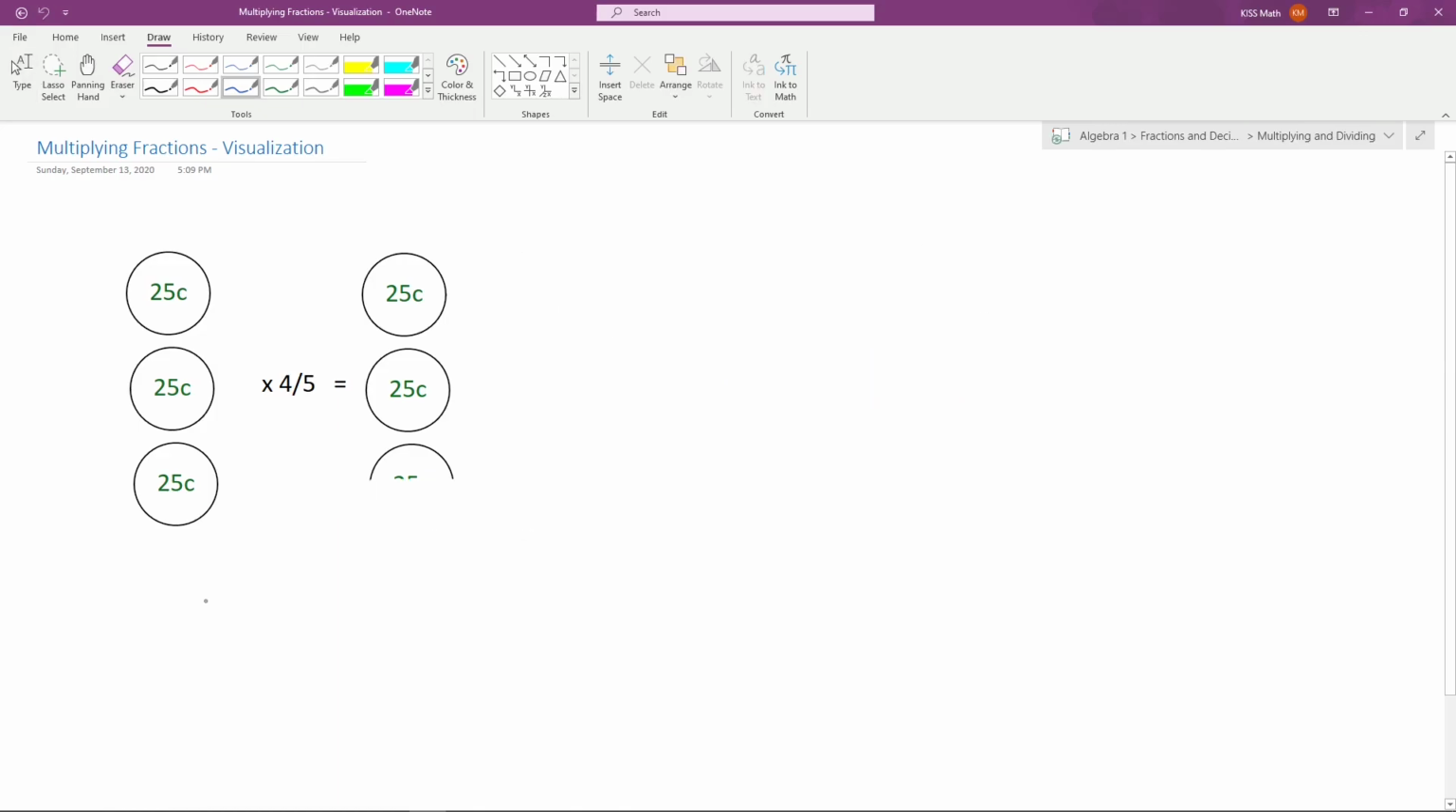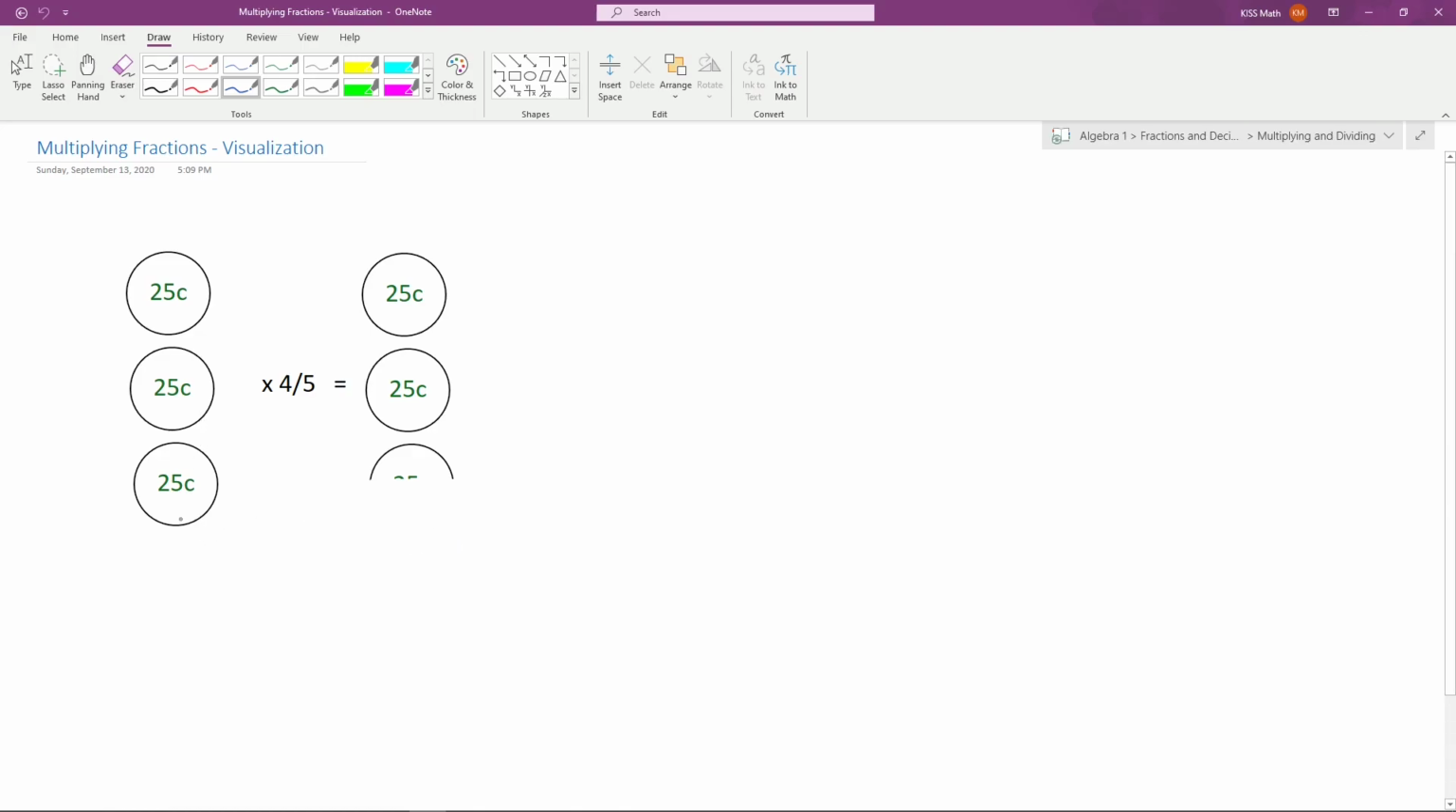But if I multiply 75 cents by 4/5, I'm multiplying by something that's not even larger than 1, which means I don't even end up with one set of 75 cents, only 4/5 of 75 cents. You see, I'm missing part of a quarter here. But what exactly is 4/5 of 75 cents?